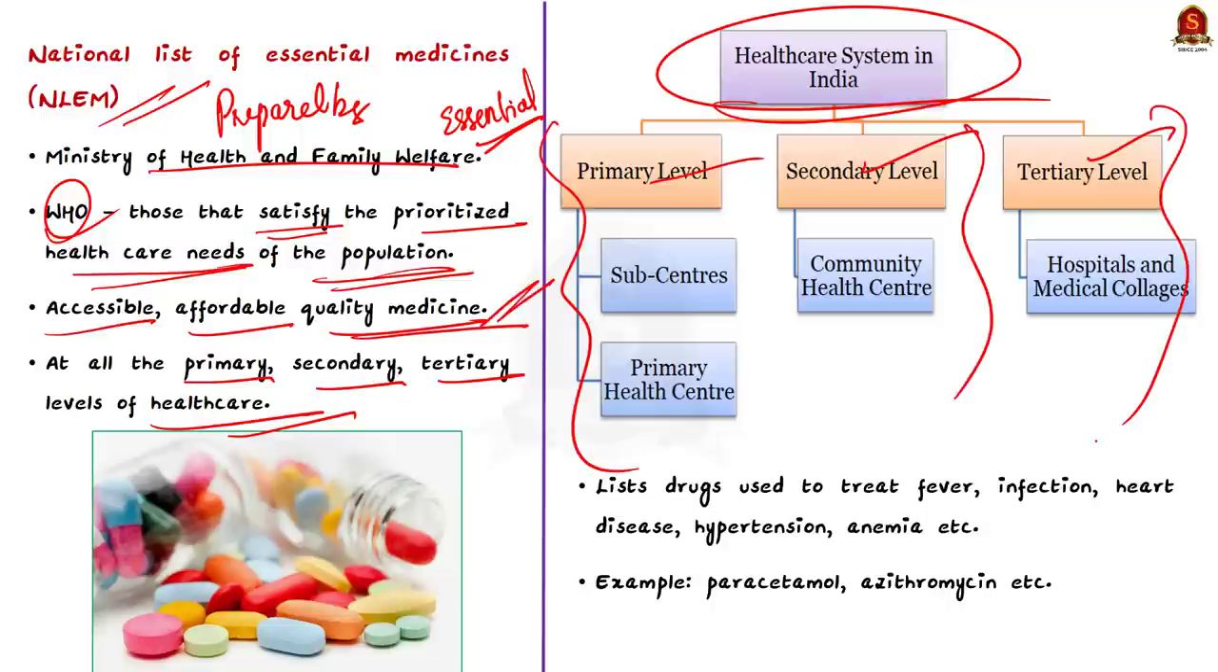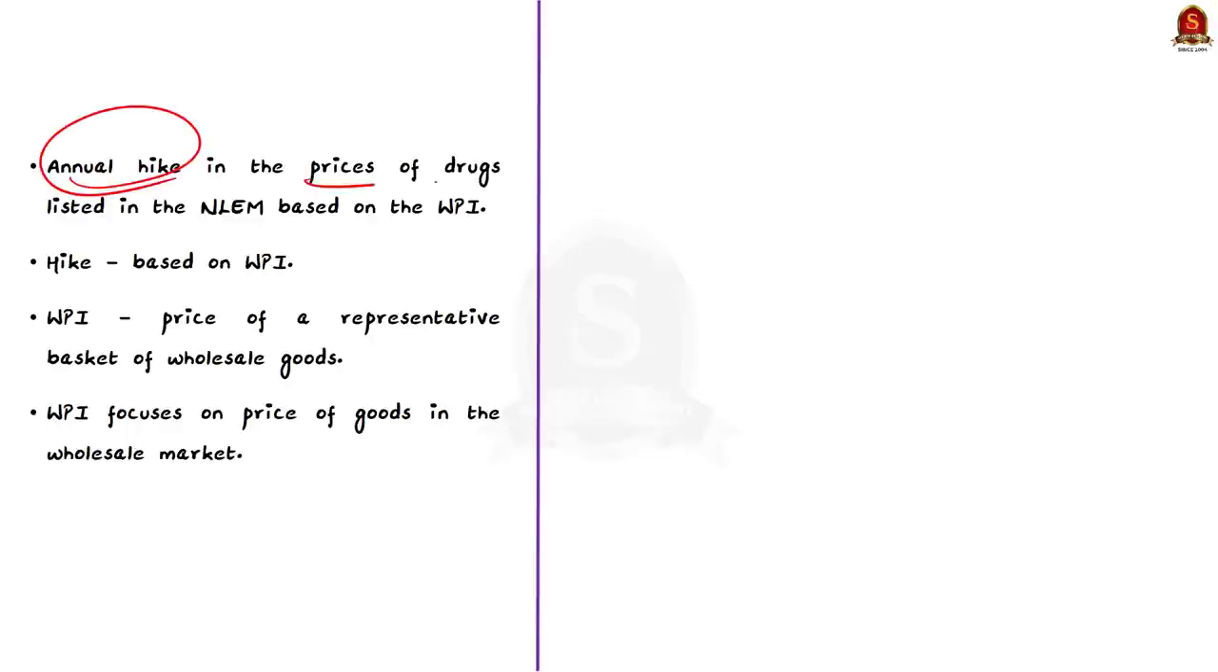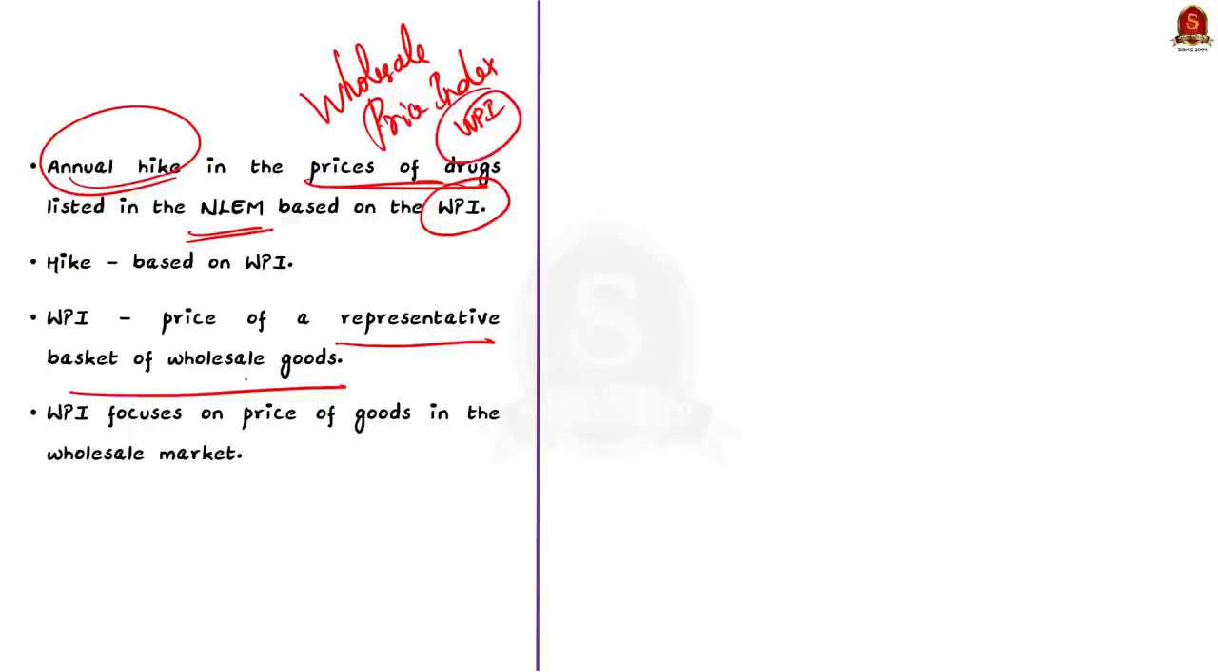Okay. The NLEM lists drugs that are used to treat fever, infection, heart disease, hypertension, anemia, etc., etc. And it includes commonly used medicines like paracetamol, azithromycin, etc. See, there will be an annual hike in the prices of drugs listed in the National List of Essential Medicine. The hike is based on the Wholesale Price Index or WPI. Okay. We know that the Wholesale Price Index is the price of a representative basket of wholesale goods. The WPI focuses on the price of goods in the wholesale market.